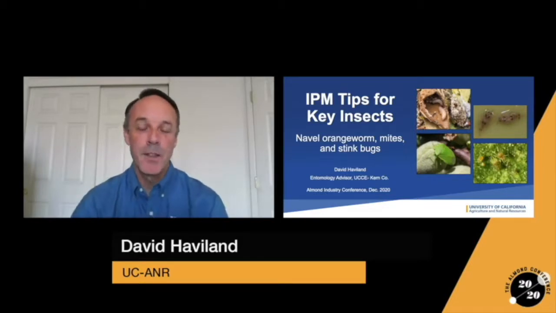Well, hello there. This is David Haviland with the University of California Cooperative Extension in Kern County. I've been asked today to give an update on entomology, and in particular to give a quick tips type presentation. Not going to show a whole lot of data today, but more so give some recommendations for things that can be done to promote integrated pest management, and some of the background of why we actually do those things.